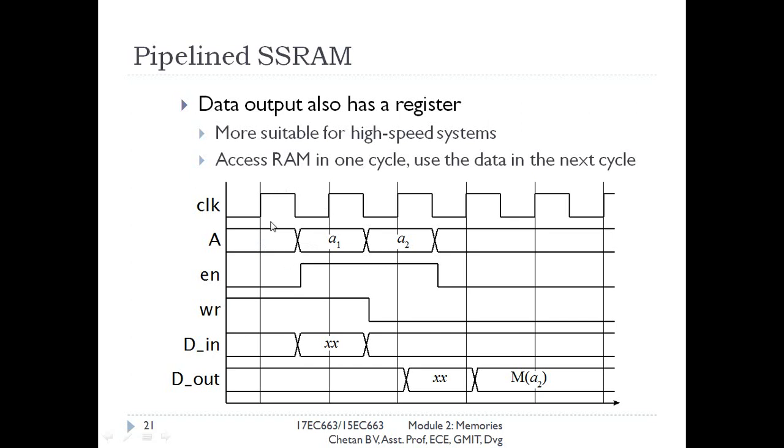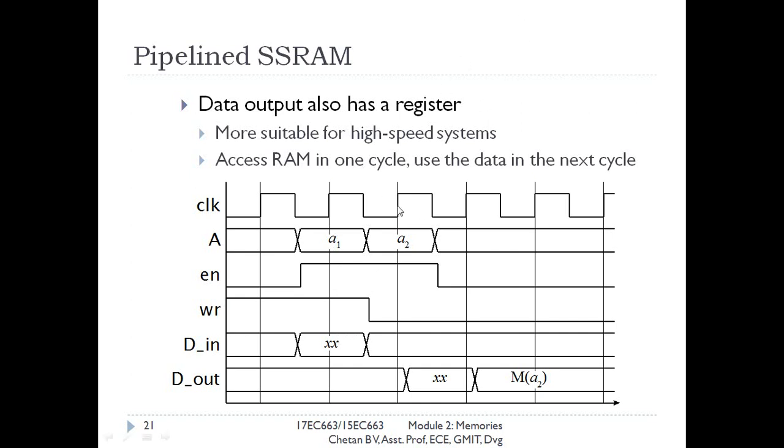In the first clock cycle, just like flow-through SSRAM, the address A1, the enable signal which has become 1, write which is 1, and the data to be stored. This is for write operation setup. These values will be fetched into the registers at the start of the second clock cycle. On the arrival of this rising edge, these values will be stored in the respective registers.